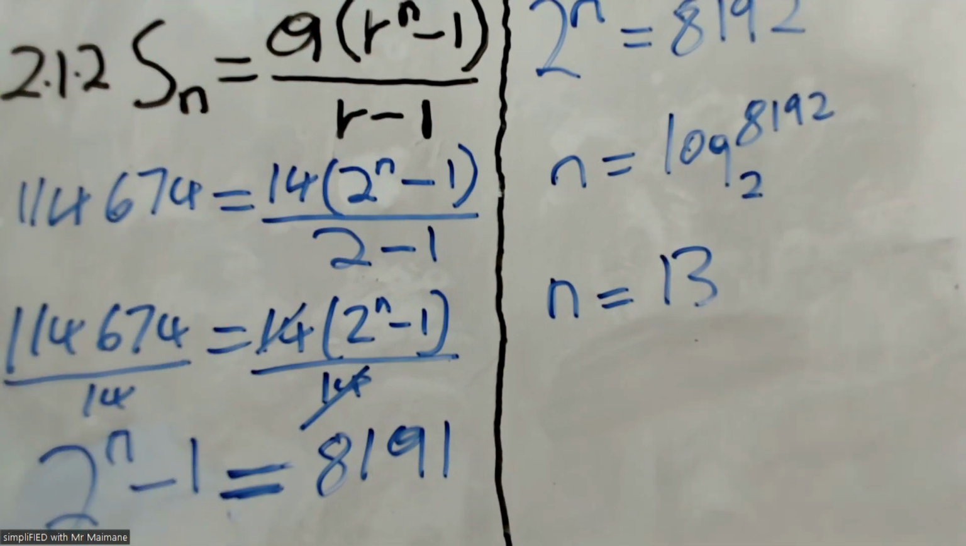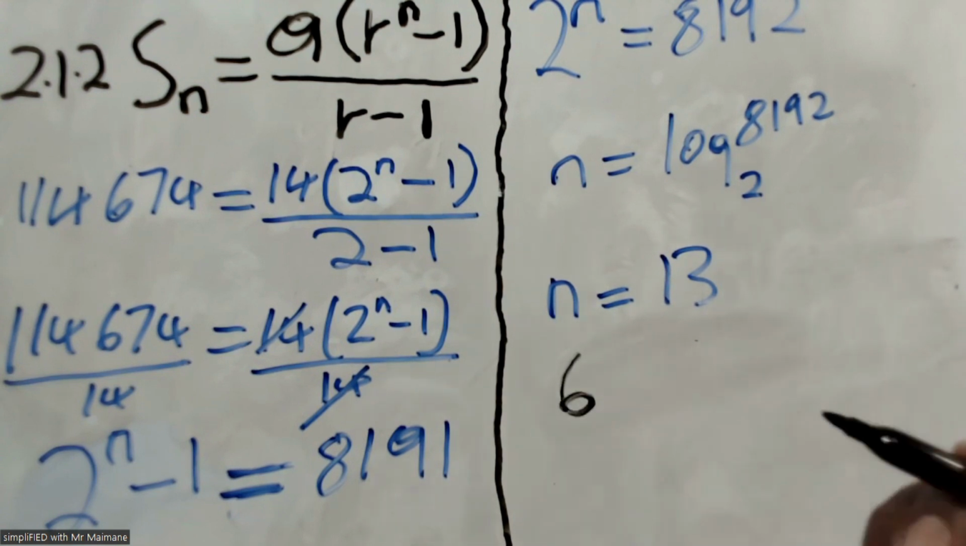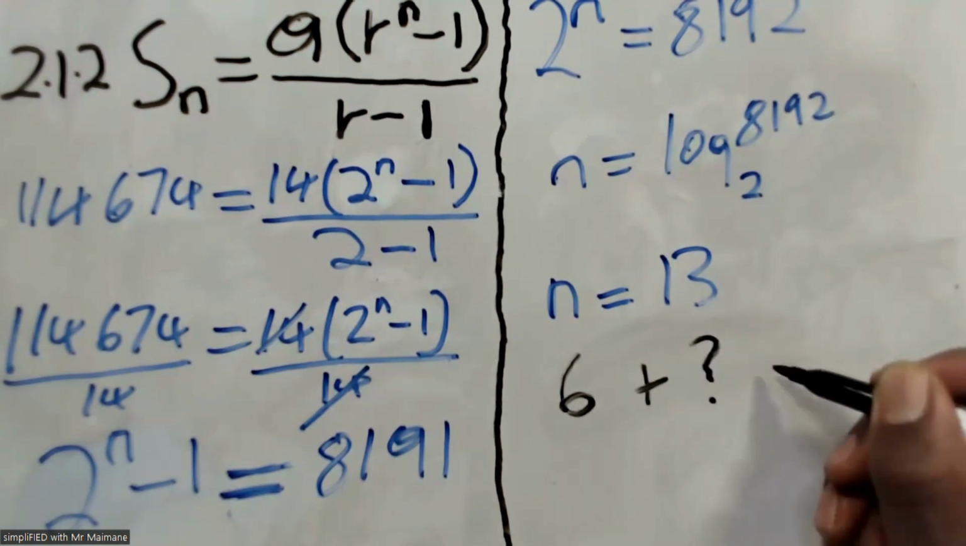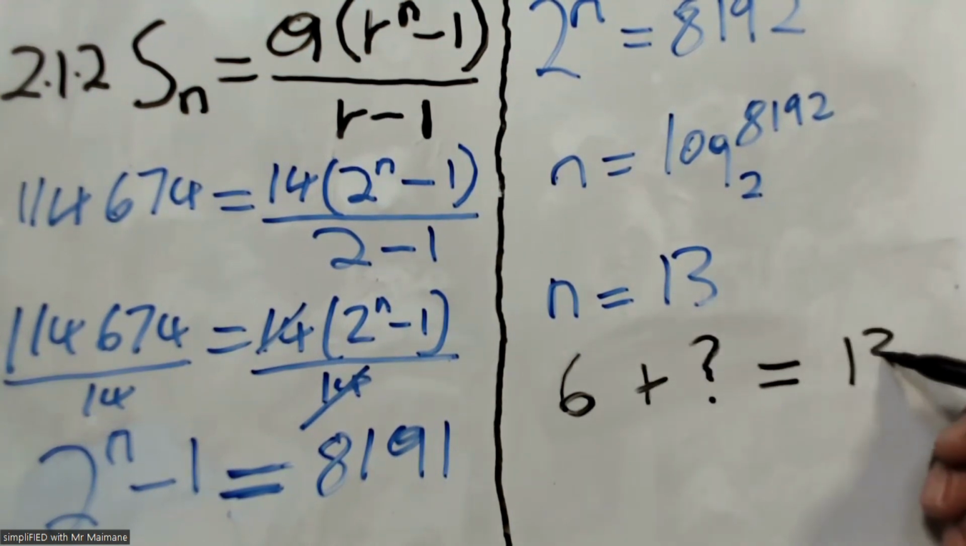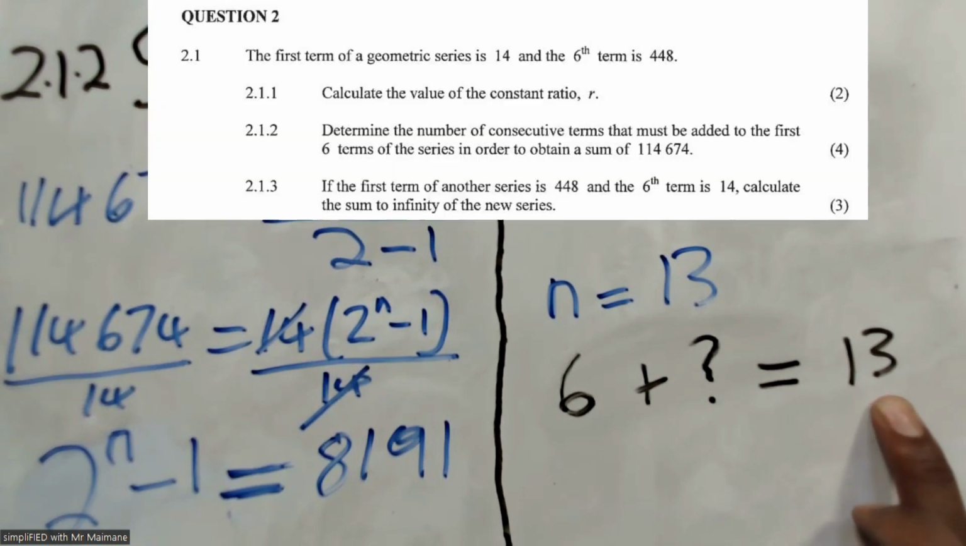So to finally answer 2.1.2, the question wanted us to determine, from the 6 terms that they're already given to us, how many must we add in order to achieve the 13th term, the one that obtains 114,674 when all the terms are added together.